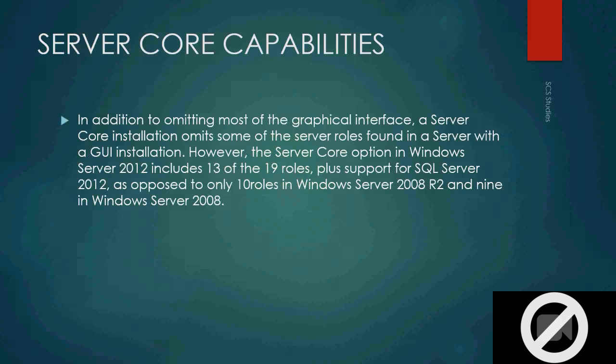Hope this is clear. Let me go through it again. In addition to omitting most of the graphical interface, a server core installation omits some of the server features, and some of the server features have been removed in the Core Edition. In 2012 server, if we use the GUI platform, we will get 19 roles. If we use Server Core Edition, we can get 13 out of 19. This is the first thing. Additionally, in 2012 Core Edition, it supports SQL Server.